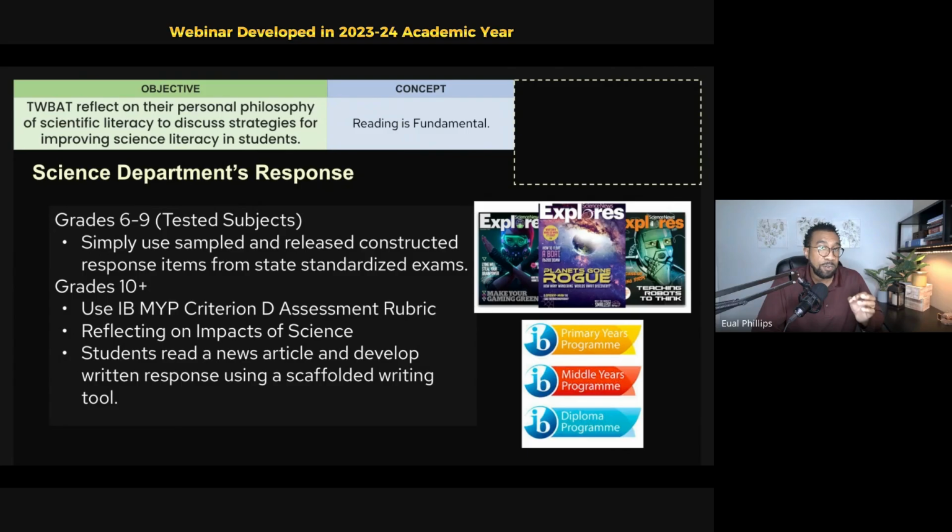This particular rubric assesses a student's ability to reflect on the impacts of science. So the protocol was to have students read a news article and develop a written response using a scaffolded writing tool. The majority of the news articles selected came from Science News Explorers. You can use any science article that you want. You can use a science research paper. But this is where we started, given that we had a very limited time frame to design this process.